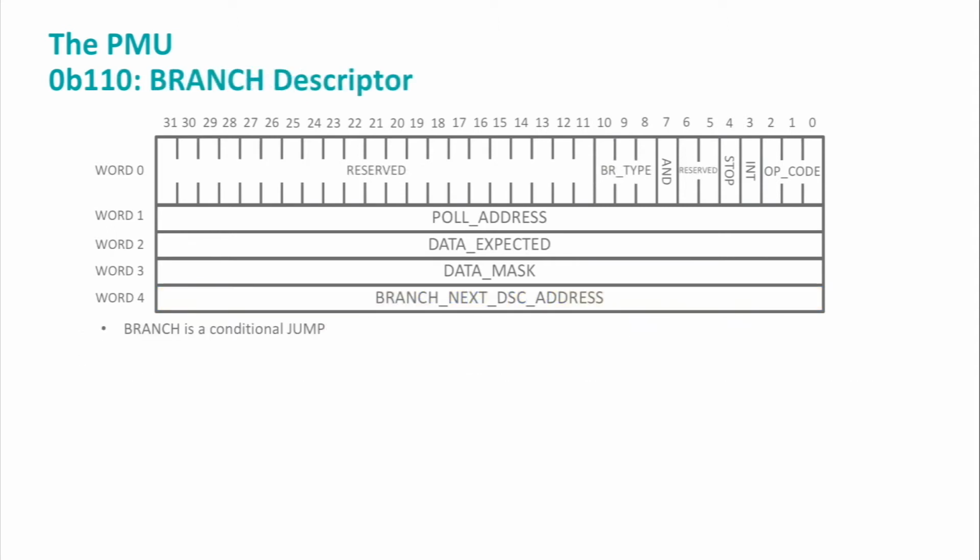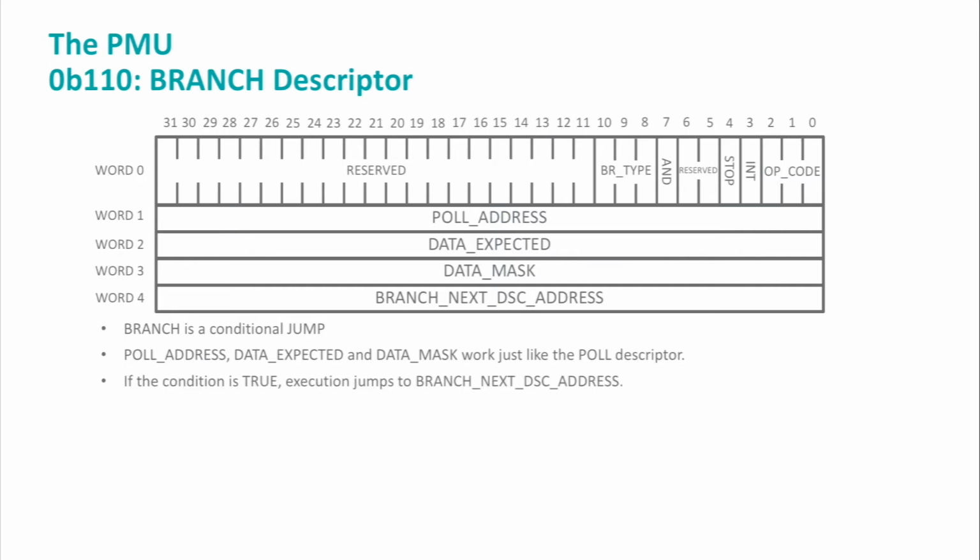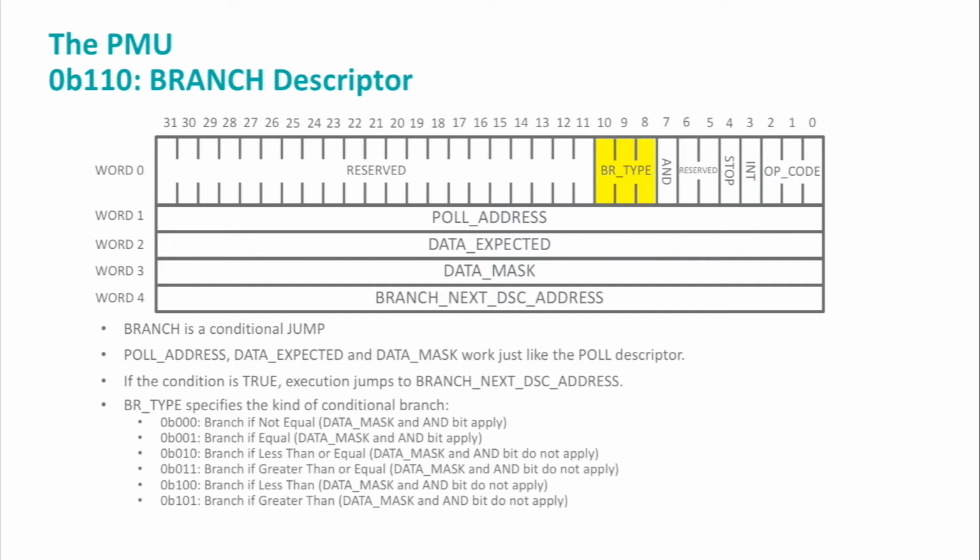The seventh descriptor type is branch. Now, you may have wondered about conditional jumps when we covered the jump descriptor. Well, wonder no more. The branch descriptor is the conditional jump, and the condition is taken directly from the poll descriptor. The poll address field, the data expected field, and the data mask field work exactly the same as they did in the poll descriptor. There is one field unique to the branch descriptor, the BR type field. This field defines the conditions under which the branch will be taken.